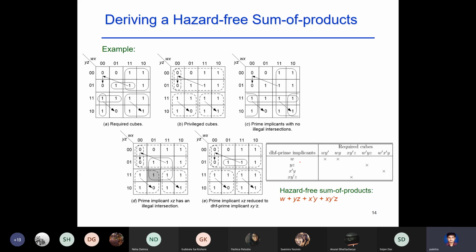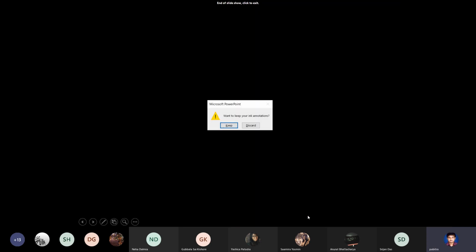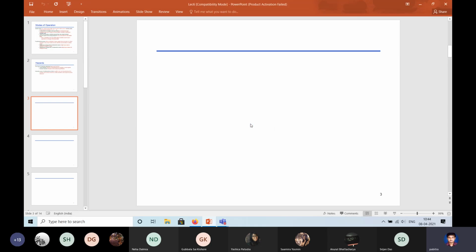And this is the final hazard-free sum of product. What you do is write the DHF prime implicants and find the required cubes. By a similar method, with row dominance and column dominance, you find the final sum of product form. And this will give you a hazard-free sum of product. Okay, so I think that's it.